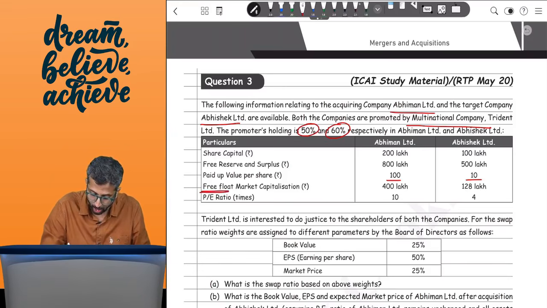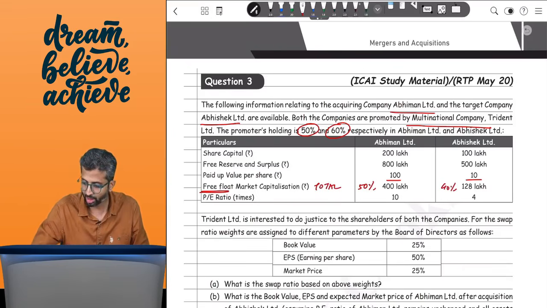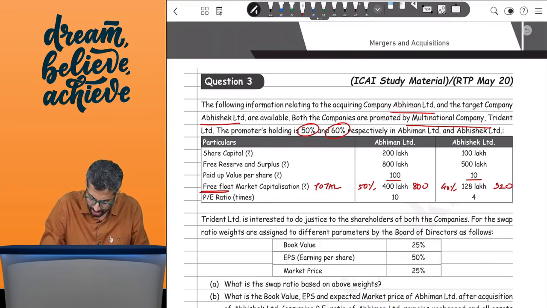This is important. Free float would be non-promoter holding, which is 50% for Abhiman, and 100 minus 60, that is 40% for Abhishek, which means if I were to find the total market cap, this is 400 divided by 0.5, 800 lakhs will be my total market cap, and 128 divided by 0.4 will come to 320 as my total market cap if required. P/E ratio is given. If I have to find the number of shares, I have share capital, so I will say 200 divided by 100, that is 2 lakh shares, and 100 divided by 10, that is 10 lakh shares.